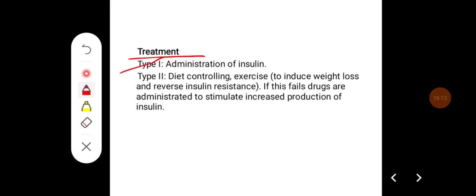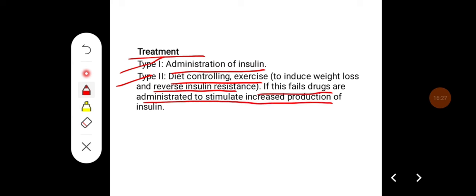Treatment of type 1 is mainly through the administration of insulin. Type 2 is by diet control and exercise, that is, to induce weight loss and reverse the insulin resistance. If this fails, drugs are administered to stimulate increased production.